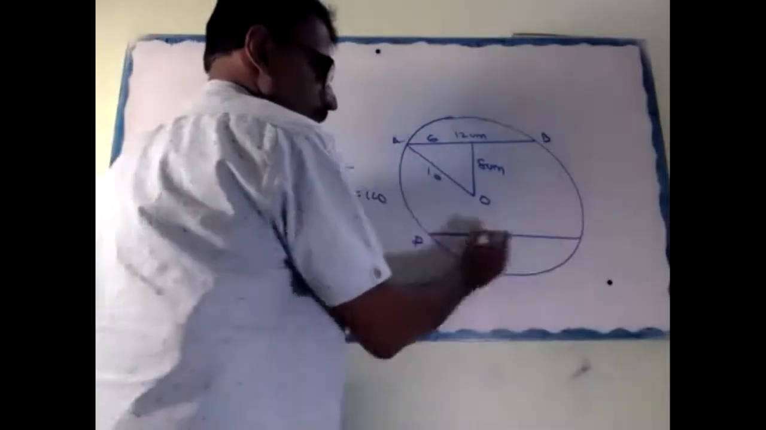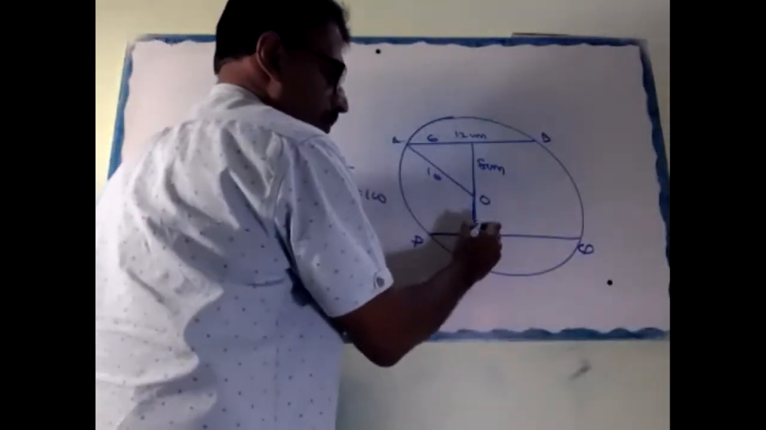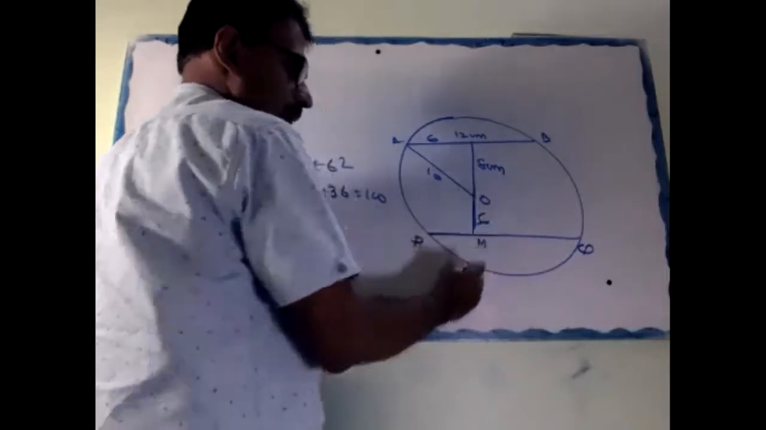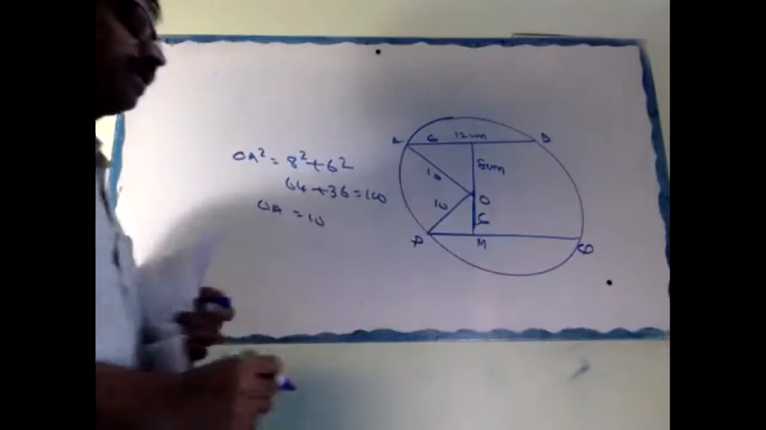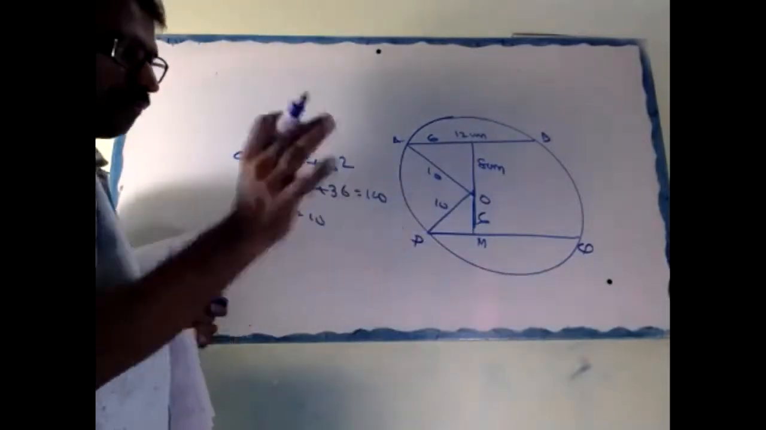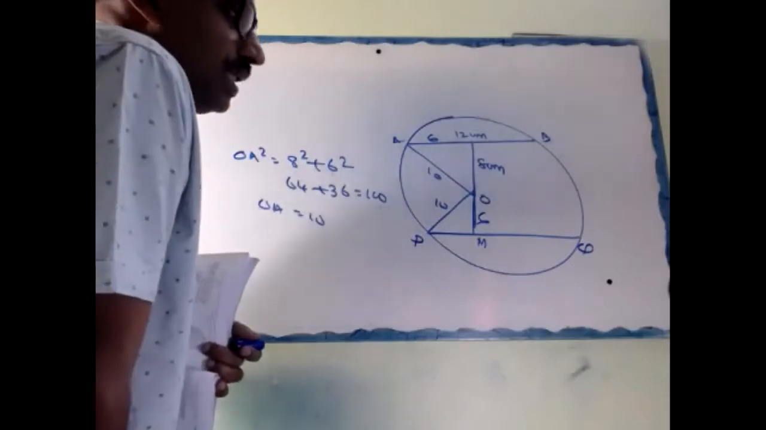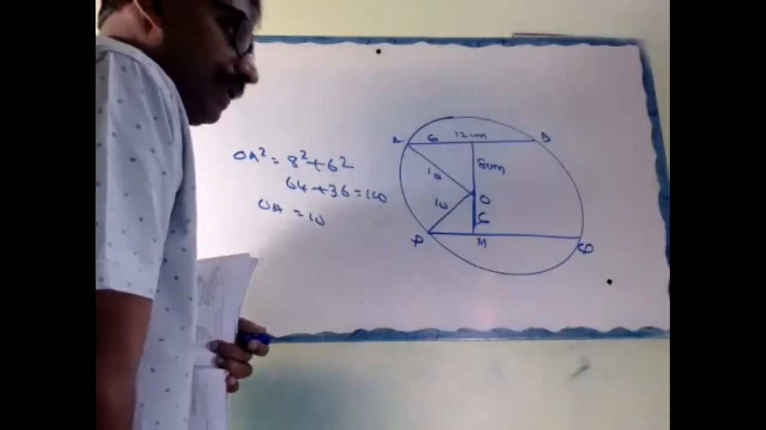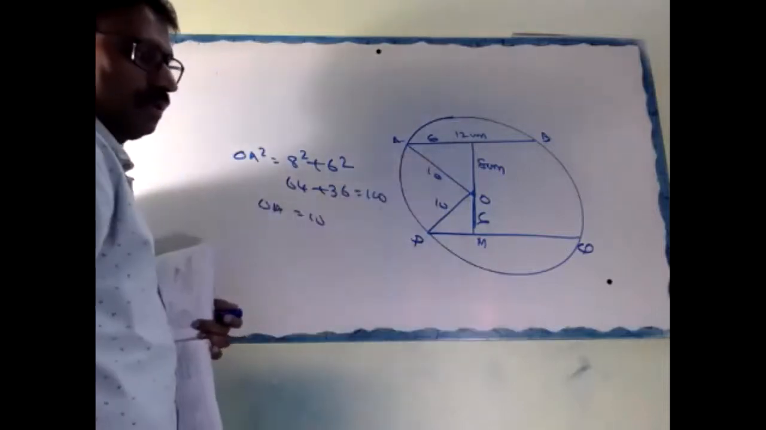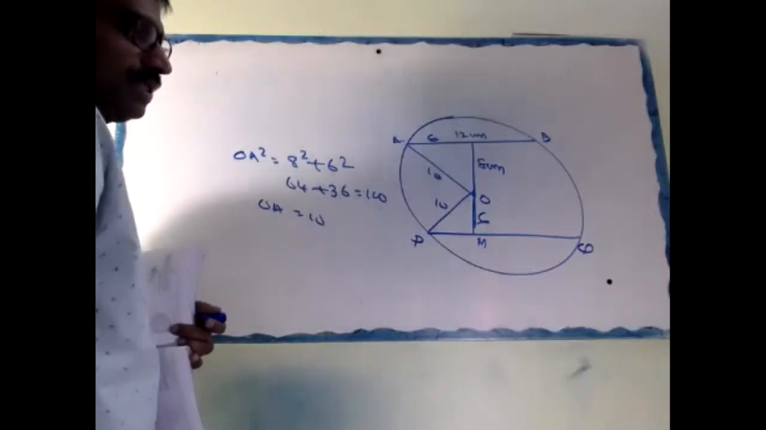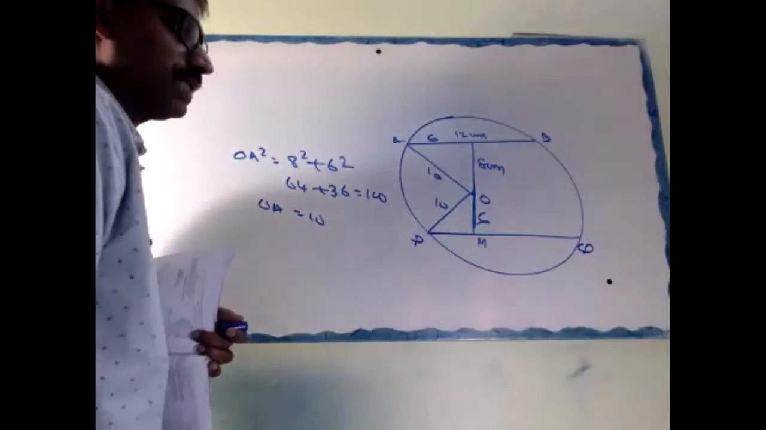PQ is 6 centimeter away. This length is M, 6 centimeter. But here, same 10 here. Correct or not? Listen. The first is a chord of length 12 centimeter, which is 8 centimeter away from the center. Using that one, you can find out the radius. Now next question: find the length of a chord which is 6 centimeter away from the center.